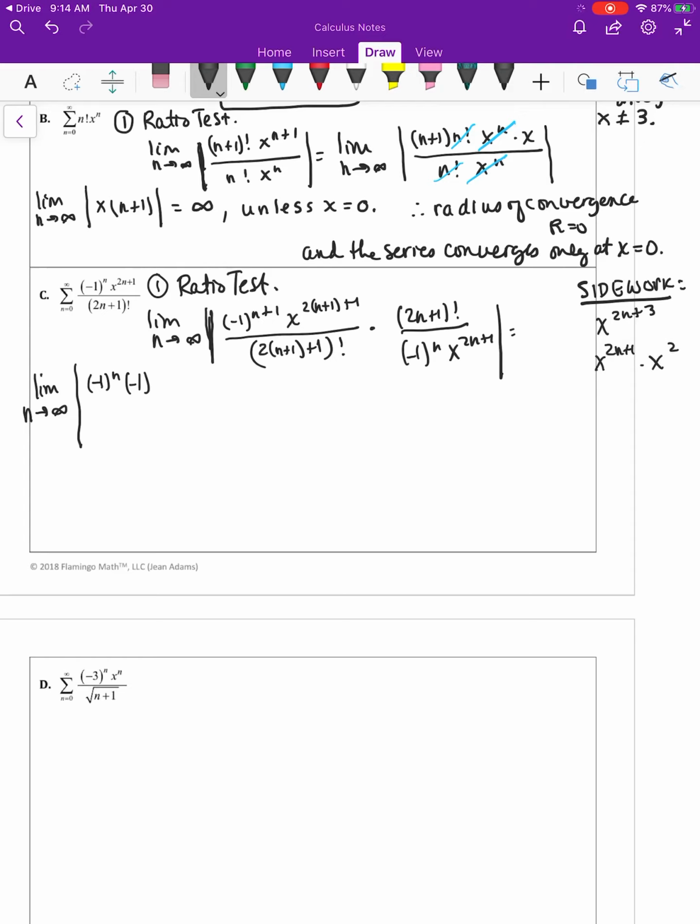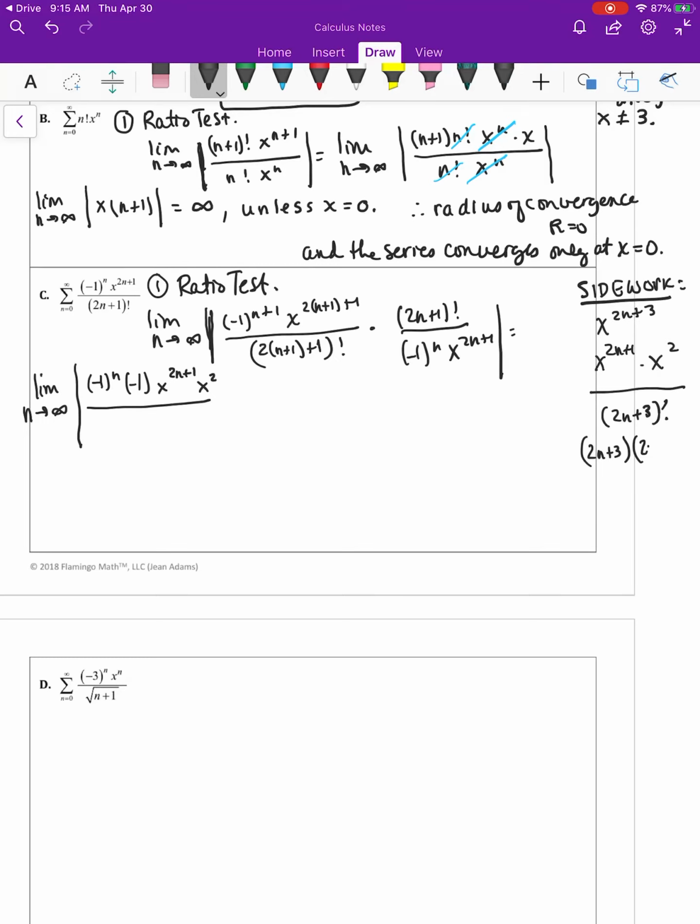So x to the 2n plus 3, we would like it to cancel with x to the 2n plus 1. So could we change this to x to the 2n plus 1 times x squared? Would we still have x to the 2n plus 3? I think we would. I think if we break it up like that, we're going to be able to cancel something. So that's what we want to do. So we've got our x to the 2n plus 1 times x squared over, now this is going to be 2n plus 3. Now we want to cancel it.